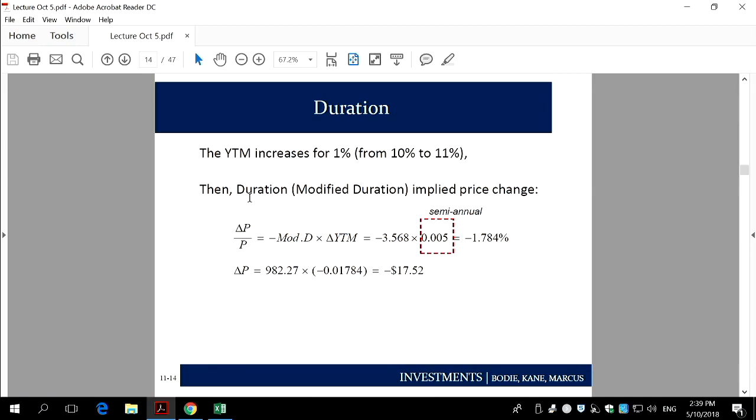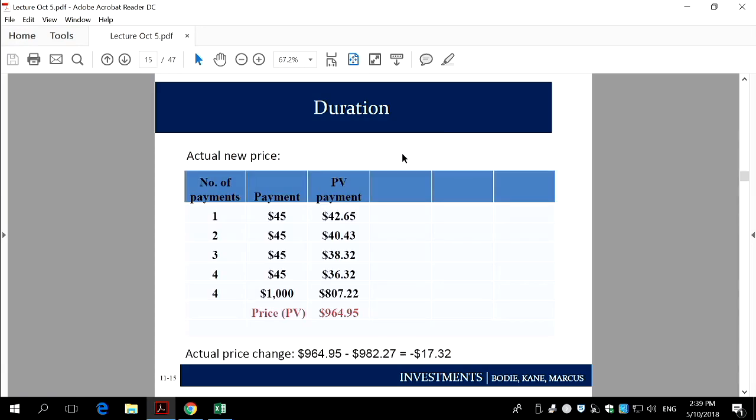So this is called duration implied price change, right? So we just use duration to calculate its implied price change. But what is the actual price change? This is implied price change. But of course, after you have a new yield to maturity, you can just use the basic bond price formula to calculate the new price. This is a new price if your yield to maturity is 11%. Then the actual price change would be the new price minus the old price. So this is the actual price change.